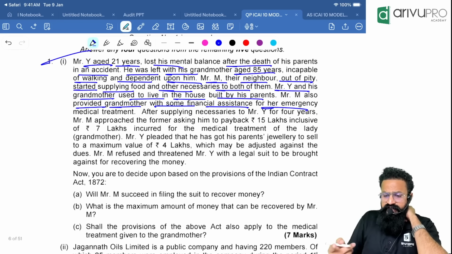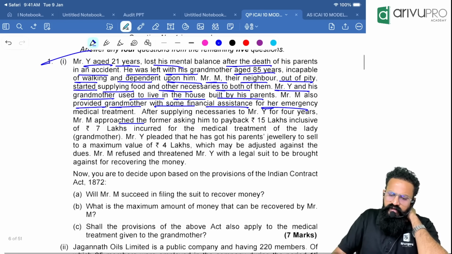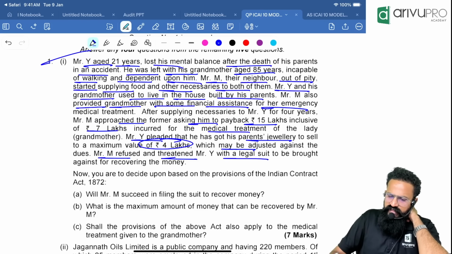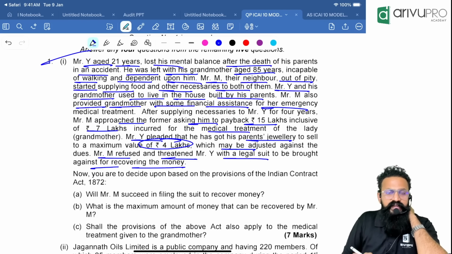After supplying necessaries to Mr. Y for 4 years, Mr. M approached the former asking him to pay back 15 lakh, which includes 7 lakh for medical treatment of the grandmother. Y pleaded that he has his parents' jewelry to sell to a maximum value of 4 lakhs, which may be adjusted against the dues. Mr. M refused and threatened Mr. Y with a legal suit to be brought against him for recovering the money.